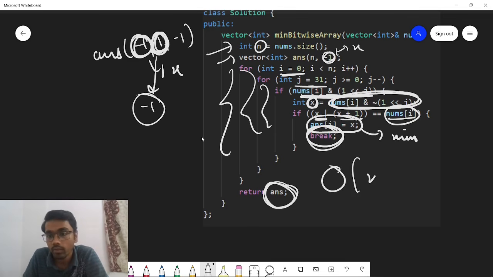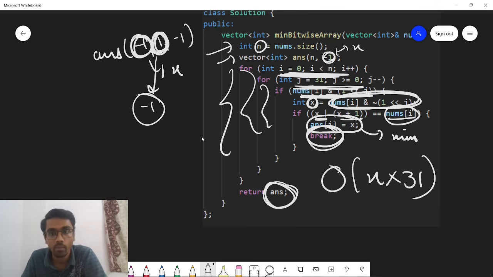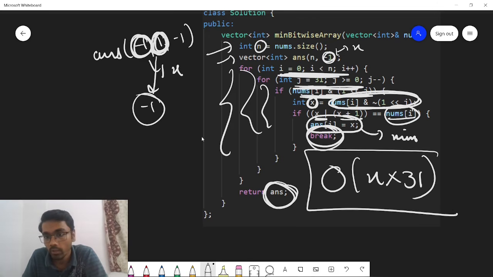So in this, our time complexity is nothing but n cross 31, because for each and every nums of i, we are running this loop at most 31 number of times. So that's why our time complexity is n cross 31.